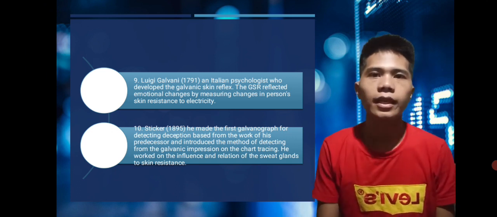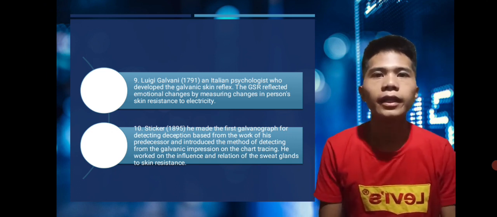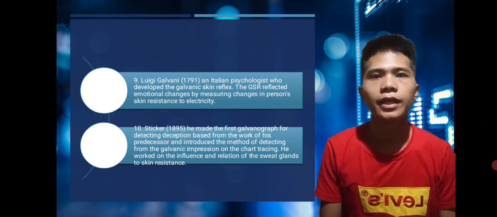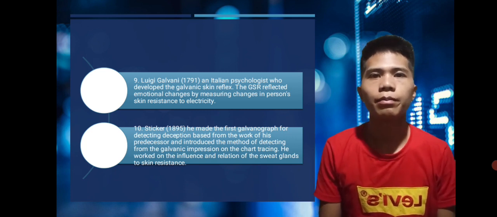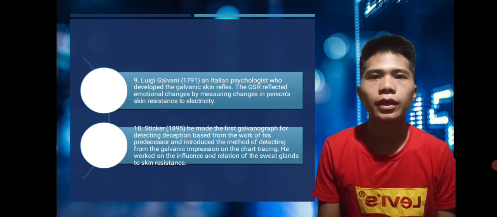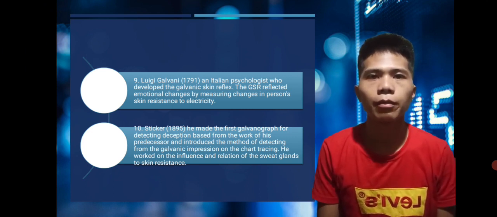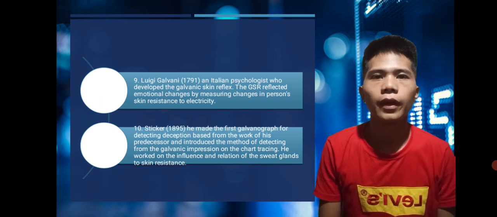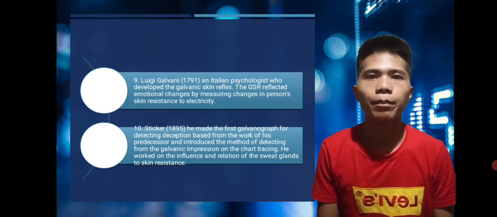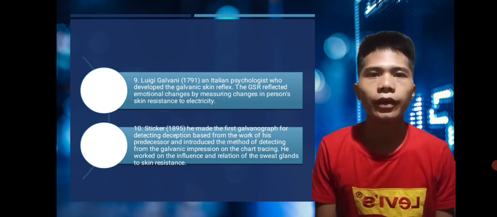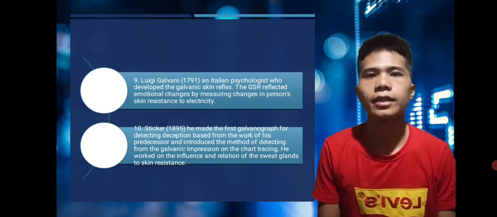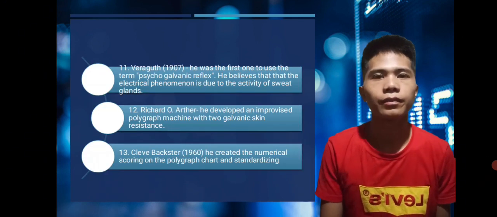The next is Sticker. In 1895, he made the first galvanograph for detecting deception based from the work of his predecessor and introduced the method of detecting from the galvanic impression on the chart tracing. He worked on the influence and relation of the sweat glands to skin resistance.